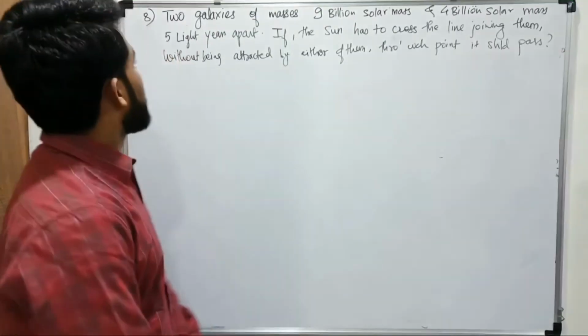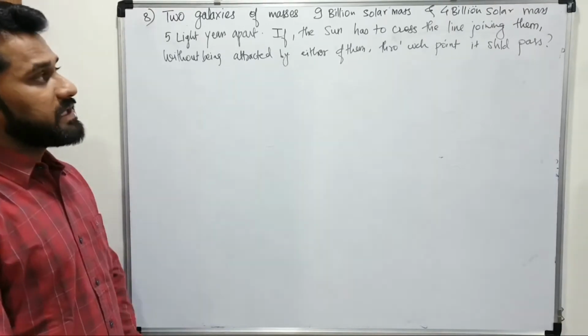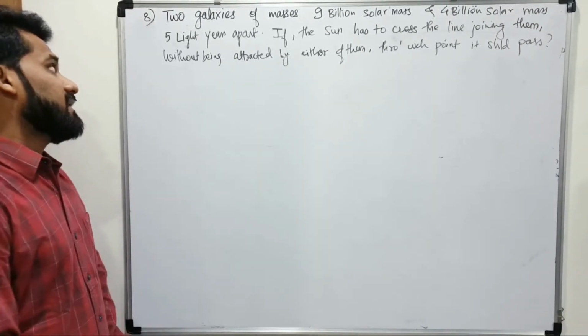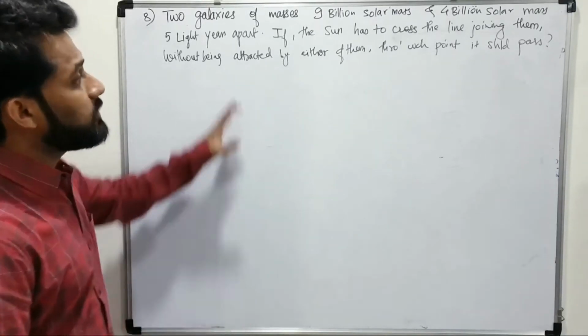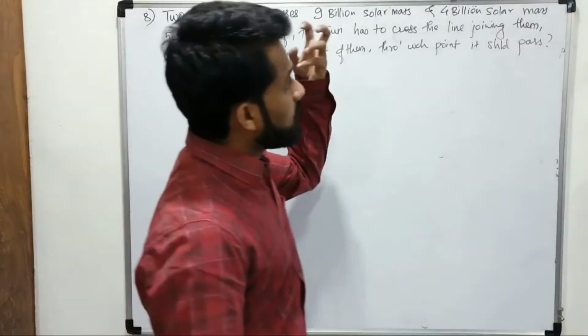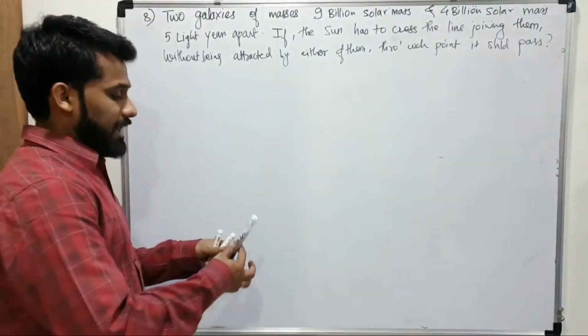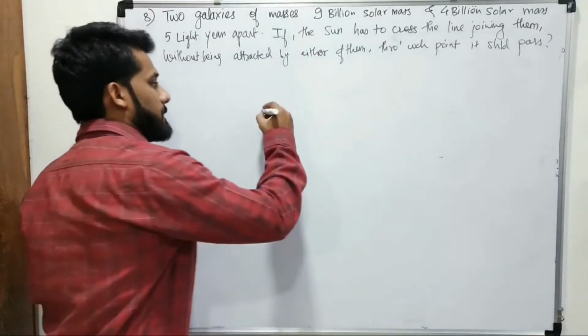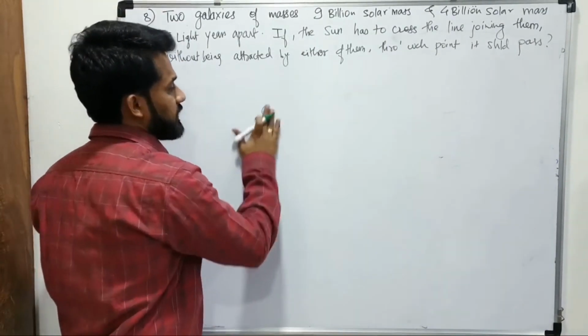Question number 8. Two galaxies of mass 9 billion solar mass and 4 billion solar mass are 5 light years apart. If the sun has to cross the line joining them without being attracted by either of them, which point should it pass through? Now see, galaxies are basically a bunch of stars. A large number of stars are present in a galaxy.